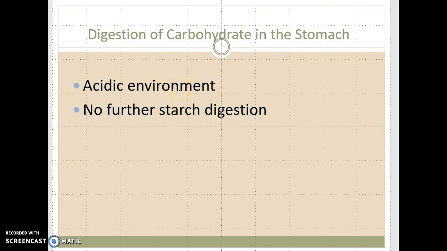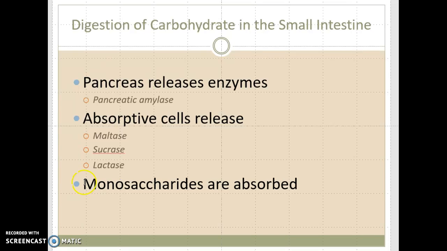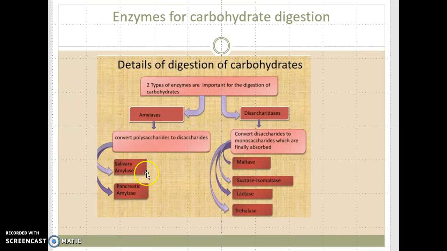And back to digestion, we mentioned the amylase in the mouth and the amylase in the small intestine, but there is no digestion in the stomach because of the low pH. So not much happens there, it just passes through the stomach. And then in the small intestine, again, we mentioned the amylase and these three enzymes. So here's the breakdown. The amylases convert the polysaccharides to disaccharides. And there's the salivary amylase from the mouth and the pancreatic amylase released later from the pancreas.